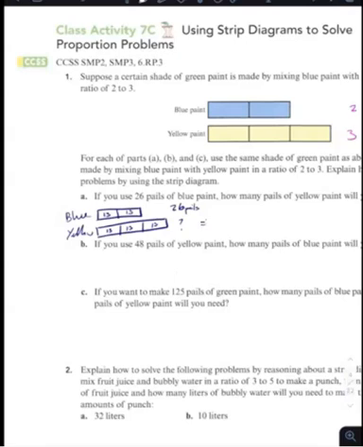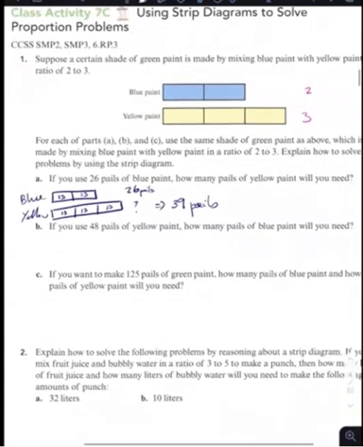So how much of the yellow paint? Well, 39 pails. Notice that we've made sense of this not by proportions, not by cross-multiplying, not by doing anything else like that. We made sense of it by drawing a diagram. So if you have 48 pails of yellow paint, how many pails of blue paint will you need? I'm going to leave that one for you. So you can pause the video and figure out the answer to this and respond.